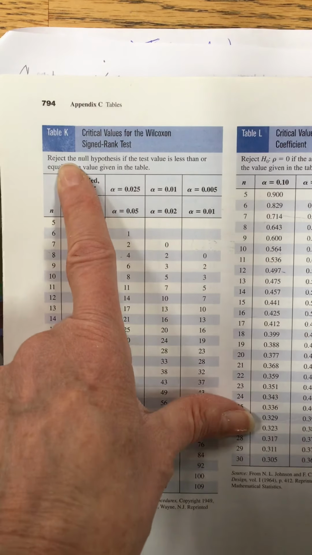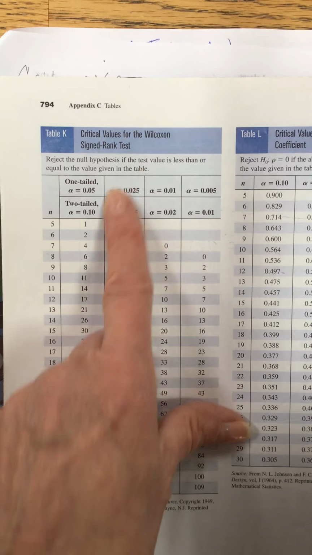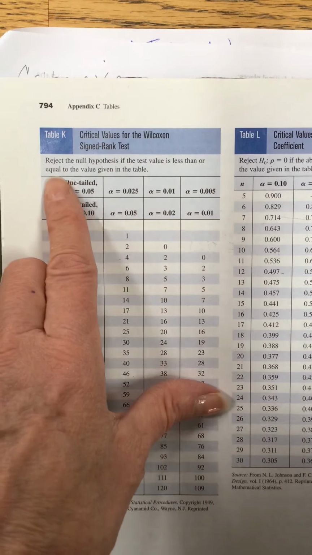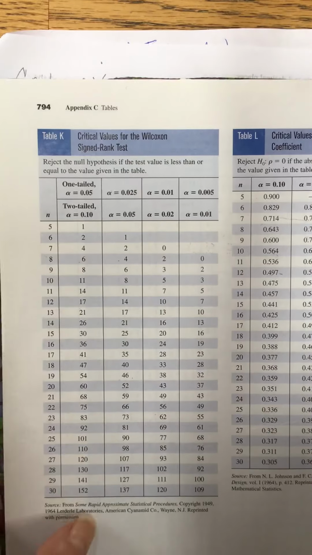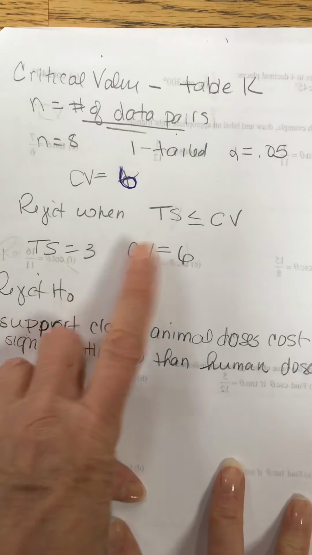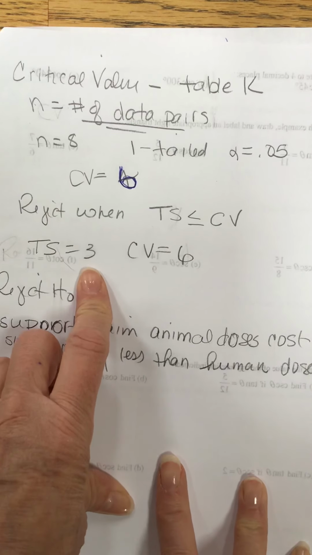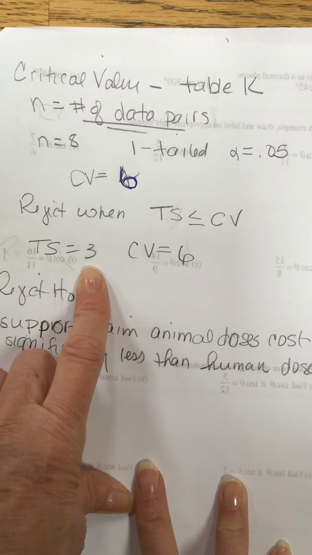And then it tells you right up here, reject the null hypothesis if the test value, which is the sum, is less than or equal to the value that's on this table, your critical value. So this means because the test statistic is so much smaller than the critical value, there aren't very many animal doses that cost more than human doses.